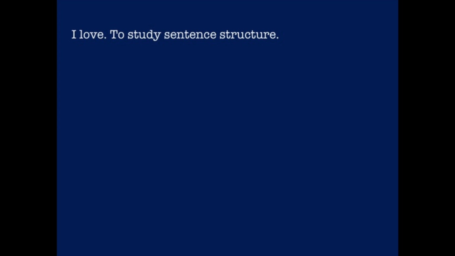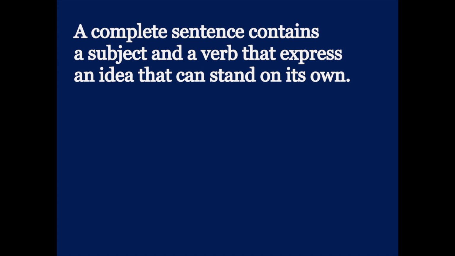Complete sentences are often defined as expressing complete thoughts, and while it's true that a sentence should express a complete thought, this definition has caused a lot of confusion. Thoughts really aren't measurable. It's not easy to say whether something is a quarter of a thought or half of a thought or a complete thought. So while it's true that we don't want to interrupt the thought before it's complete, this definition is not exactly reliable. A better definition is that a complete sentence contains a subject and a verb that express an idea that can stand on its own.